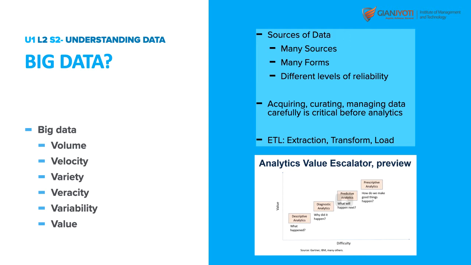the first thing we do is what happened, then why did it happen, then what will happen next, and last, how do we make better what will happen. So the first is what happened, that is descriptive analytics, what happened. Why did it happen is diagnostic analytics, which is why did it happen.